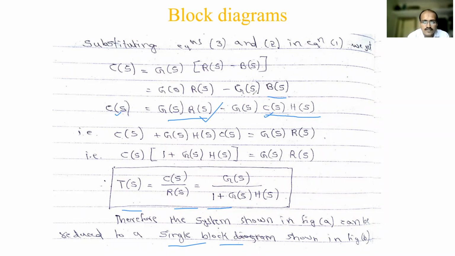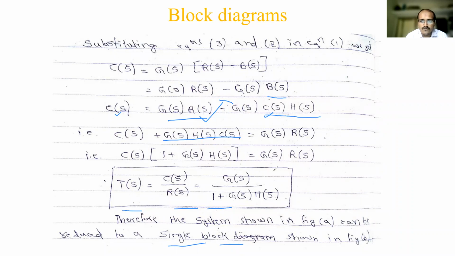Okay, so I have taken that same thing. So this minus is there, I have taken left side, so it becomes plus here, G of S, H of S into C of S. So G of S, H of S, and then C of S is written, and here right side remaining is G of S into R of S. So now C of S is common here, so if I take that, what you will get, 1 plus G of S H of S equal to G of S R of S.